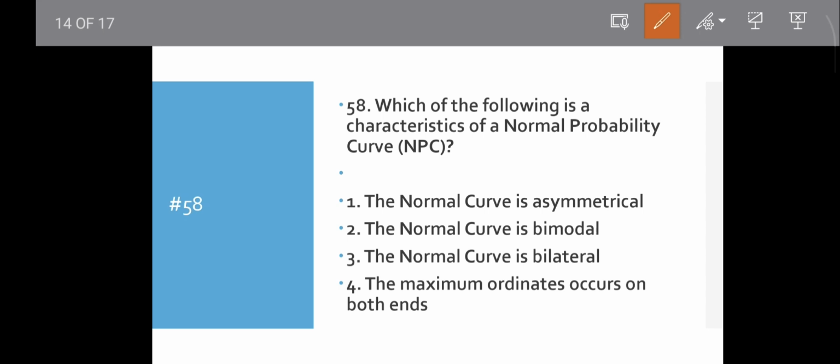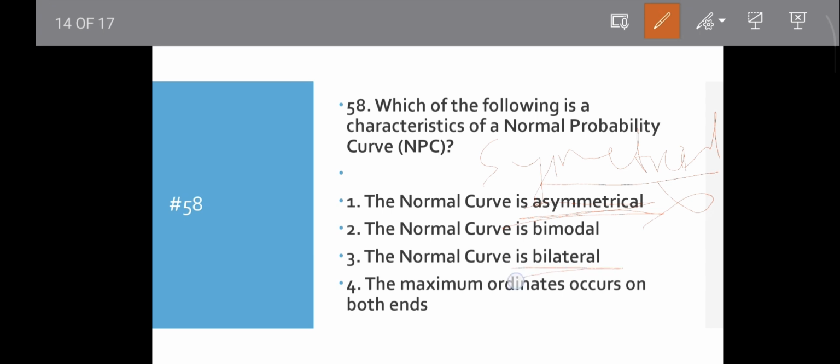Which will be correct? As you know, the term asymmetrical does not exist for NPC. NPC is symmetrical. Okay, and NPC is symmetrical, with symmetry, then mean, then bell shaped. It is bell shaped obviously, so the normal curve will be bilateral.